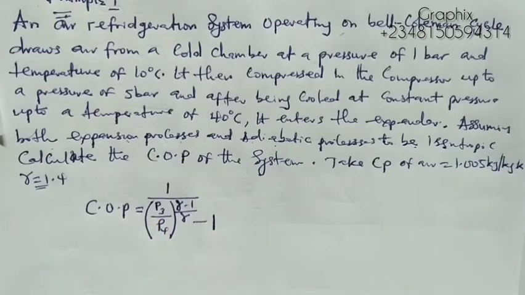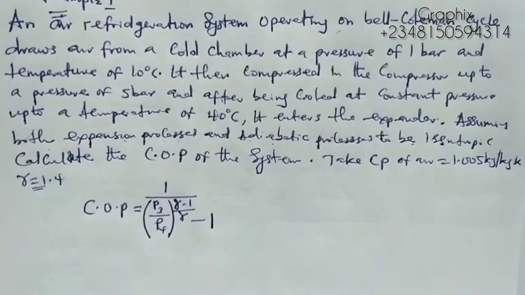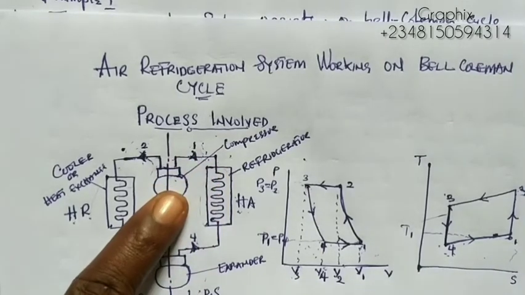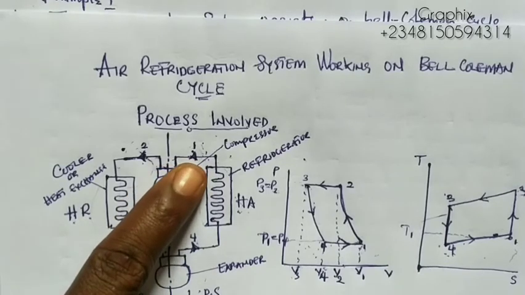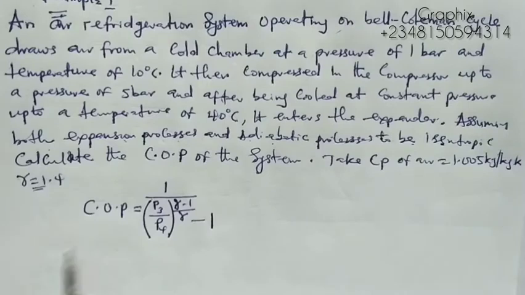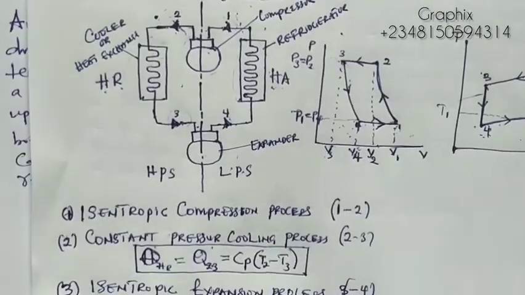So what you do is this. Now let's write out our parameters. It says an air refrigeration system operating on a Coleman cycle draws air from a cold chamber at a pressure of 1 bar. So where is the air drawn from? The air is drawn from the refrigerator into the compressor. So the pressure at state 1 is 1 bar. My P1 is 1 bar, right? And we know P1 is equal to P4. Look at it very well. P1 is equal to P4.